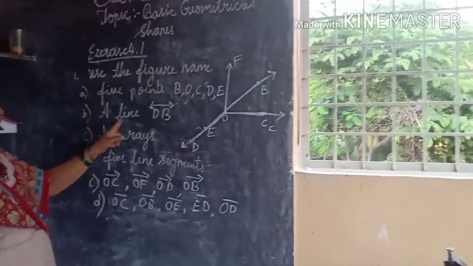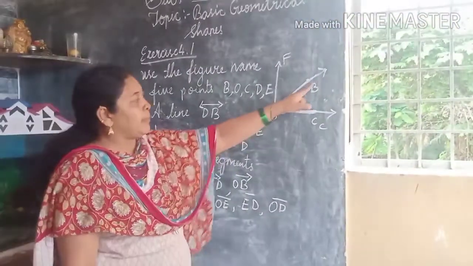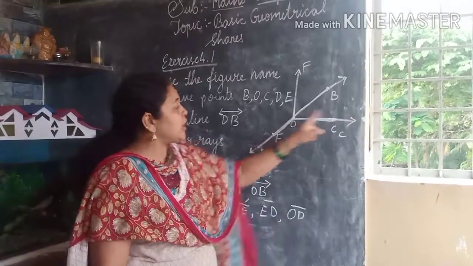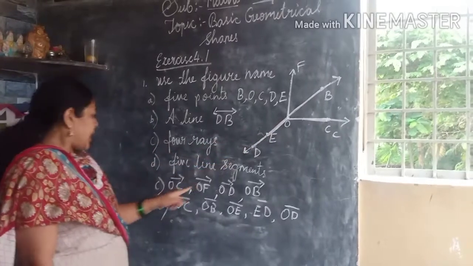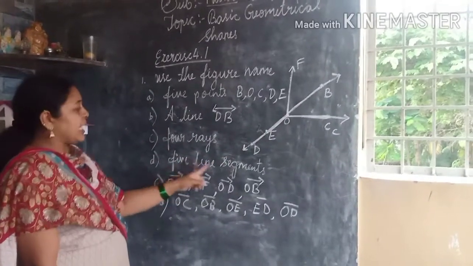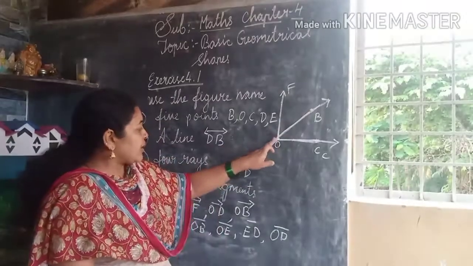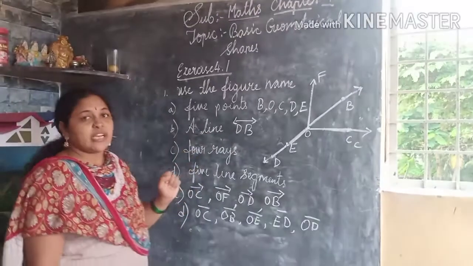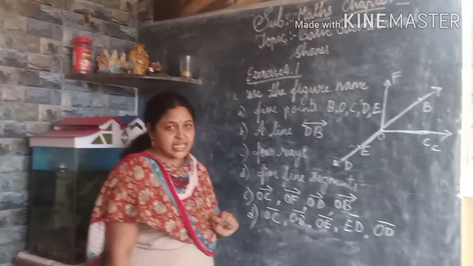So if you have 1 line, you can consider this line here, that is from D to B. And 4 rays, if you consider 1 ray here, 2, 3 and 4 rays. And the last one is 5 line segments. 1 line segment, 2, 3, 4 and 5. We will get the 5 different line segments. Let us move on to the next sum.